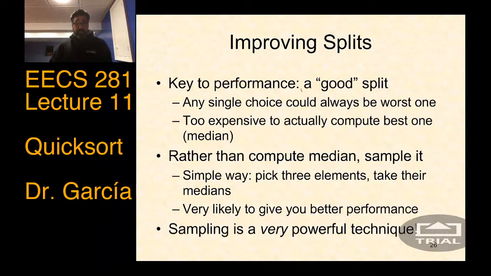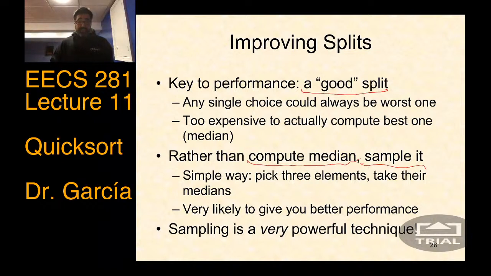So what would be a way to select a good split, if you will? Rather than computing the median, which again would be the ideal, but it would be too much compute time to do that, we can sample it. And in fact, in general, sampling is a very powerful technique. It's used in many randomized algorithms. We won't see any other randomized algorithms in this course, but if you go to other courses like 376, you will see plenty of other examples of randomized algorithms where sampling makes a big impact. Okay.